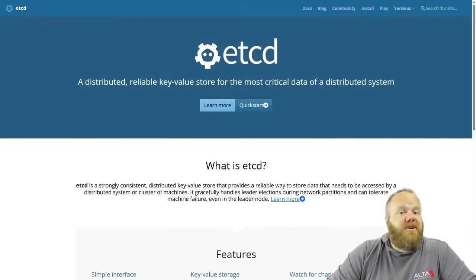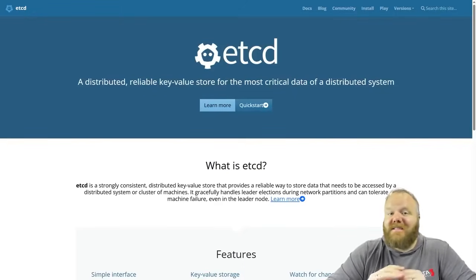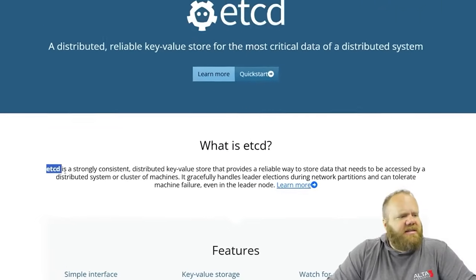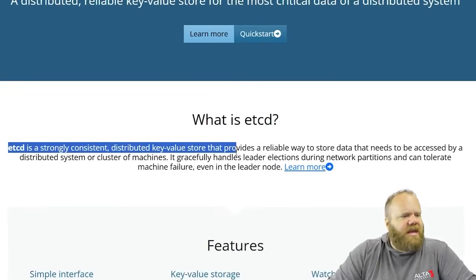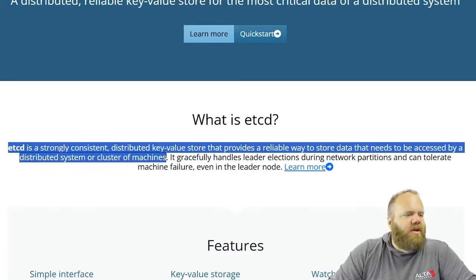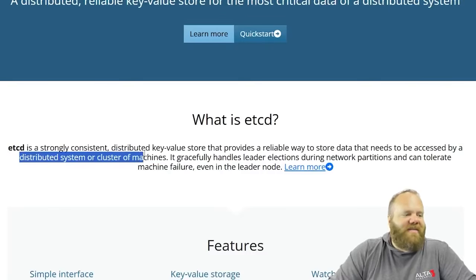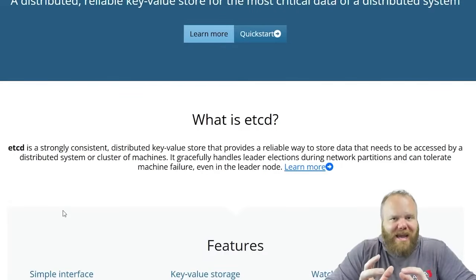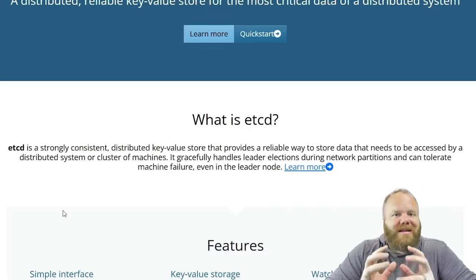All right, we're here on the official etcd website, which means that this is definitely third party and it's not just something that got invented by Kubernetes. etcd was around long before Kubernetes was. And what is etcd? It is a strongly consistent distributed key value store that provides a reliable way to store data that needs accessed by a distributed system or a cluster of machines. Well, you just described the cluster there, right? Distributed system of cluster of machines. So etcd stores state. It's all about storing data.